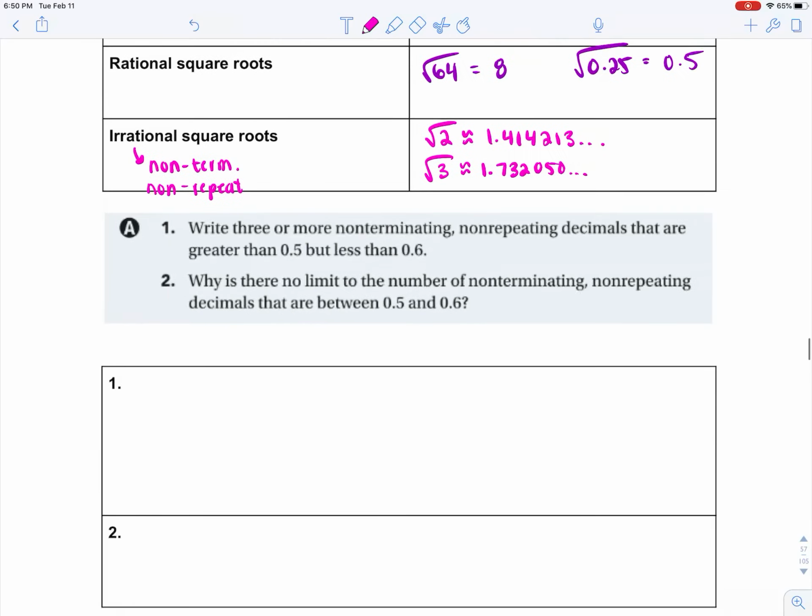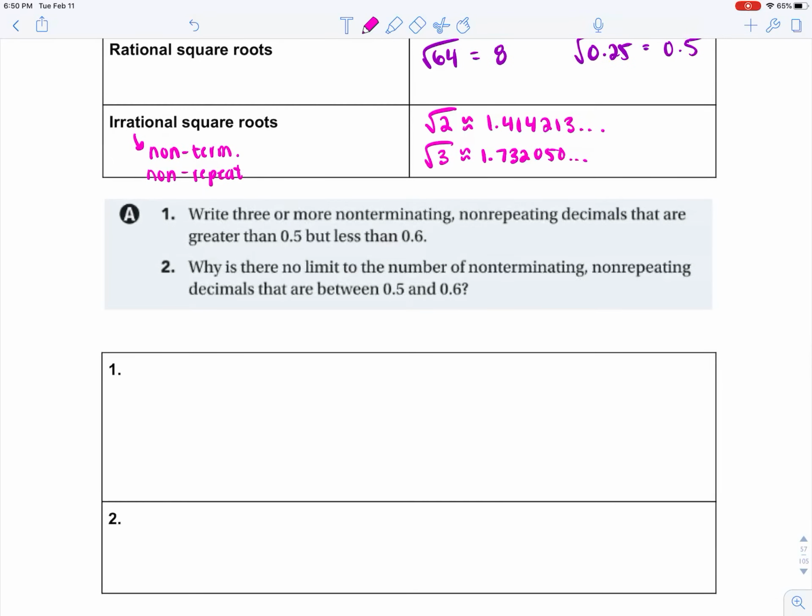Alrighty. So, question A says write 3 or more non-terminating, non-repeating decimals that are greater than 0.5 but less than 0.6. So it has to be within this range here. Think about this one for a second. Come up with 3 or more examples. Okay.